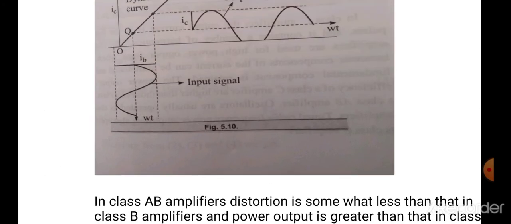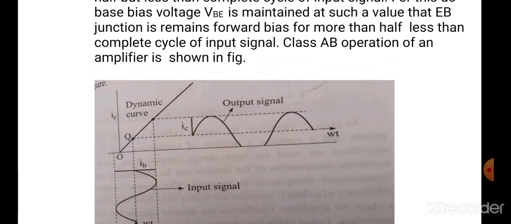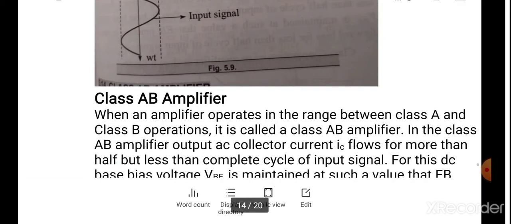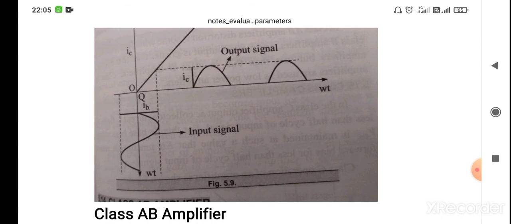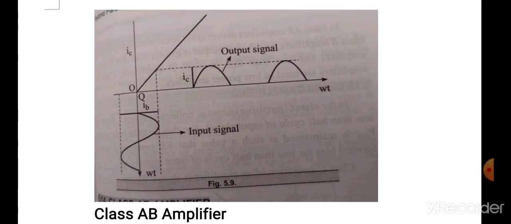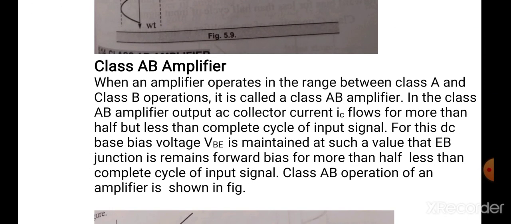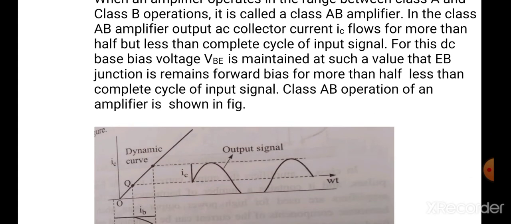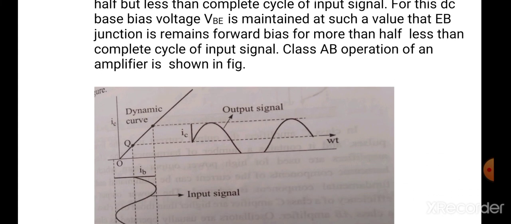Now, comparisons between the Class A, Class B and Class AB amplifiers. The Class A amplifier operates for the complete cycle of the input signal. The Class B amplifier operates for only half of the input signal, and the Class AB amplifier operates for more than half cycle but less than the complete cycle.